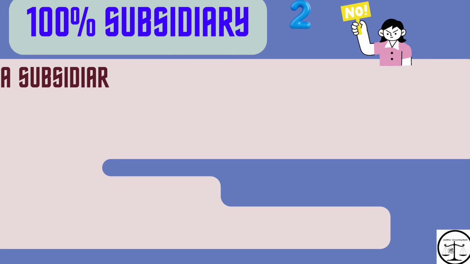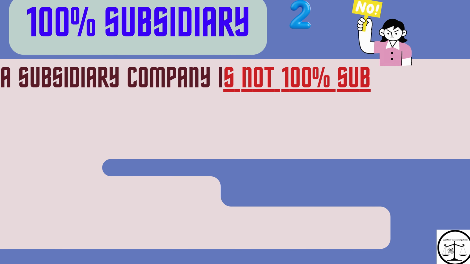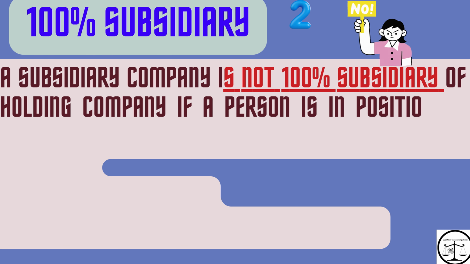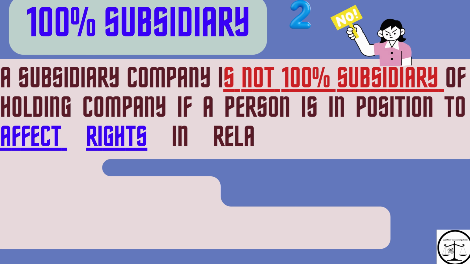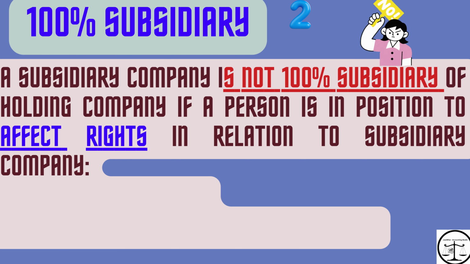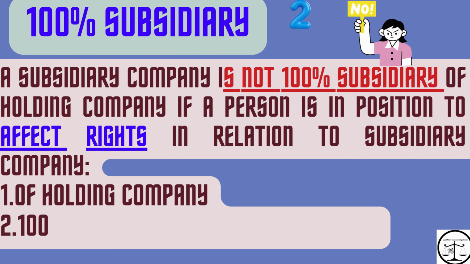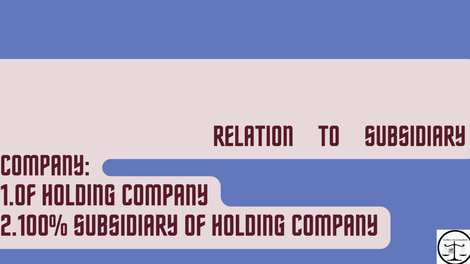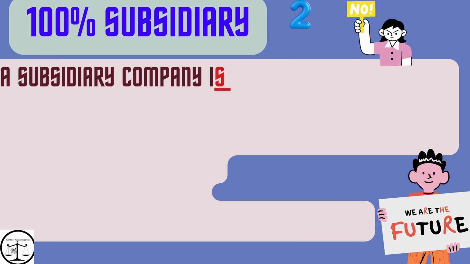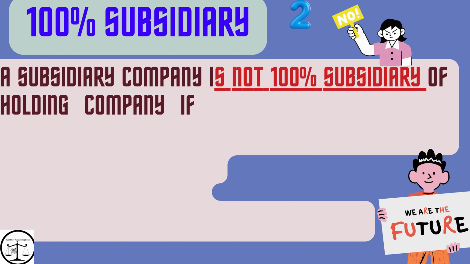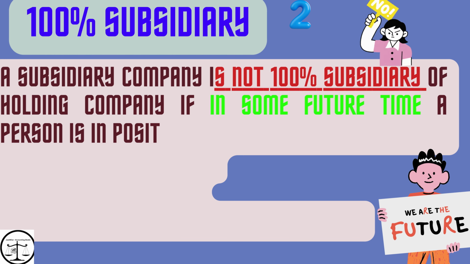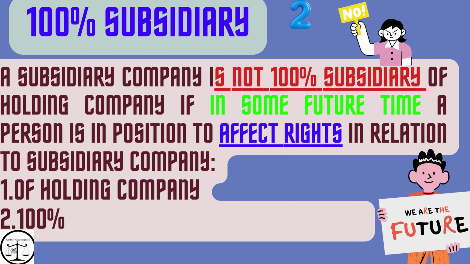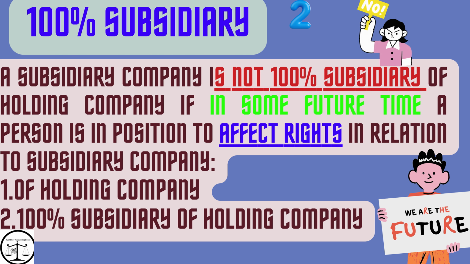A subsidiary company is not a 100% subsidiary of the holding company if a person is in a position to affect rights in relation to the subsidiary company. 1. Of the holding company. 2. Of a 100% subsidiary of the holding company. A subsidiary company is also not a 100% subsidiary of the holding company if at some future time a person will be in a position to affect the rights of the holding company and the 100% subsidiary of the holding company.